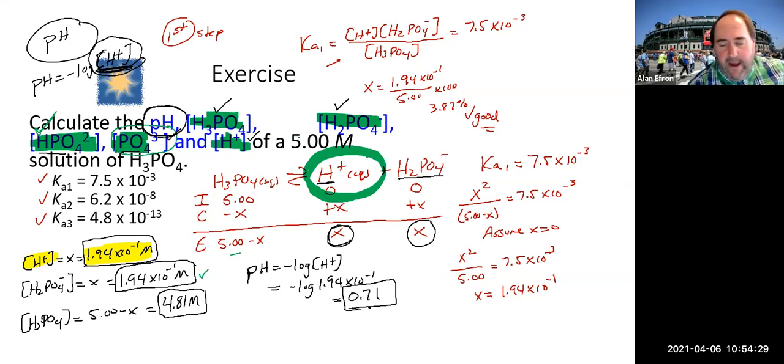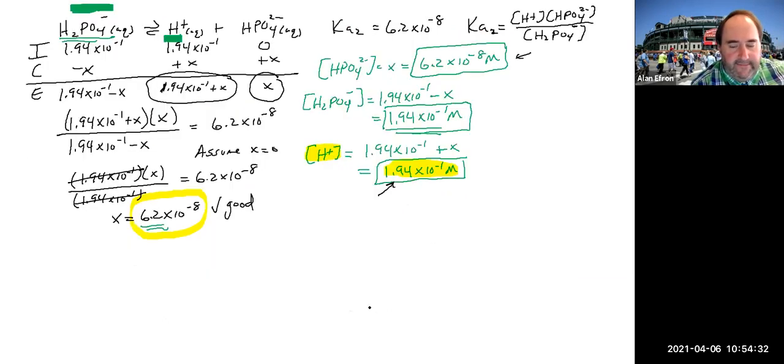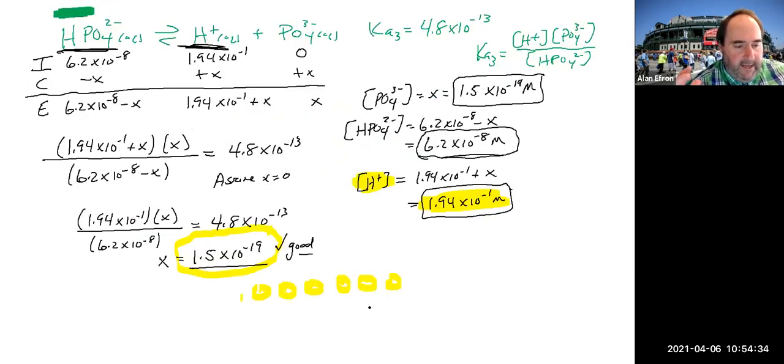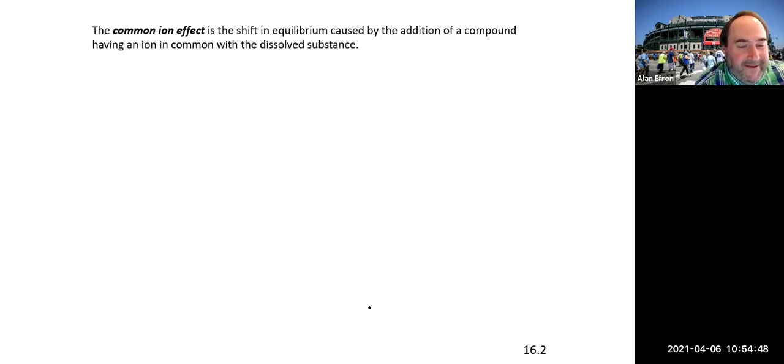So that should wrap up this little topic of acids and bases, salts, hydrolysis, and polyprotic acids. Any questions on any of that stuff there?